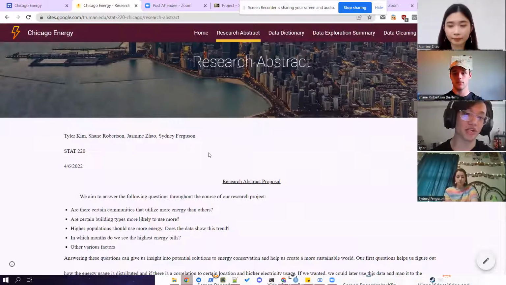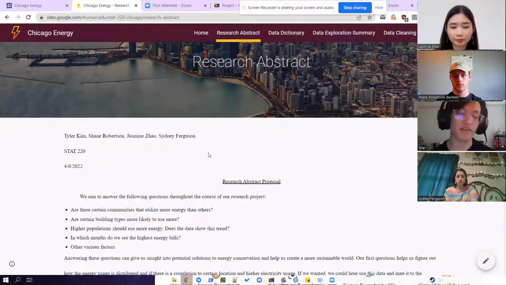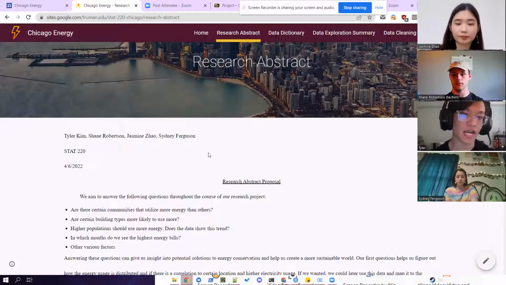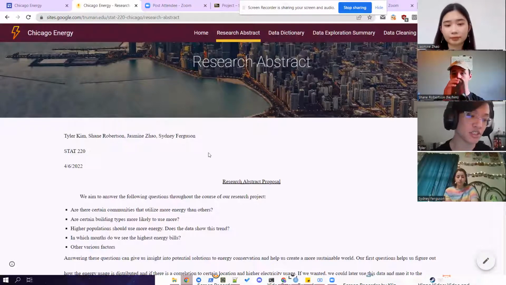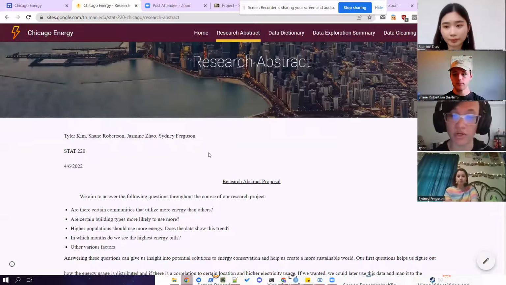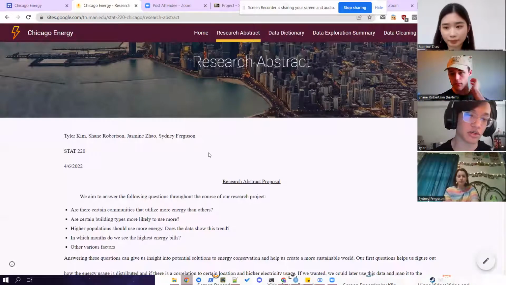Next up, are certain building types more likely to use more? This can help give us some insight into demographic dynamics involving energy usage. And, again, it also ties into the first question of which communities are using more energy than others.